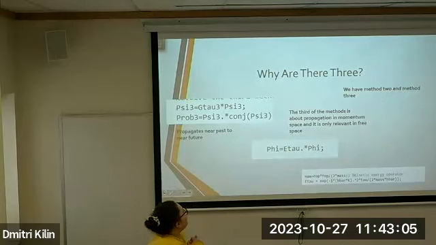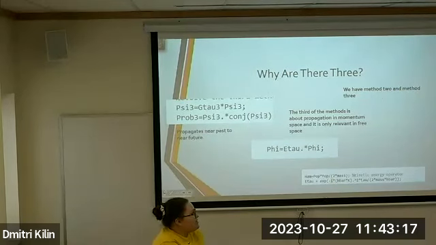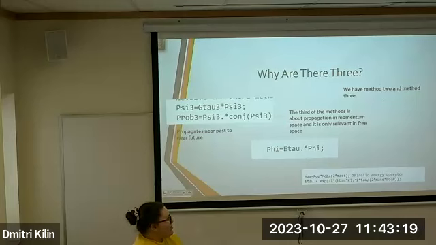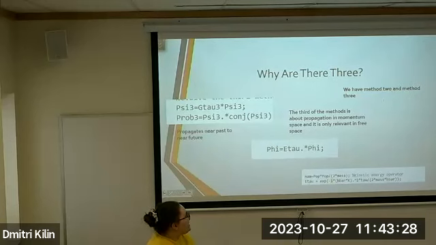Okay, why are there 3 of them? This is because we have multiple different methods. We have the last 2 methods, which are method 2 and method 3, and those are our preferred methods. The first method we don't use very often because it's about propagation in the momentum space, and it's only relevant in free space. And we as humans don't like talking about things that aren't really there.